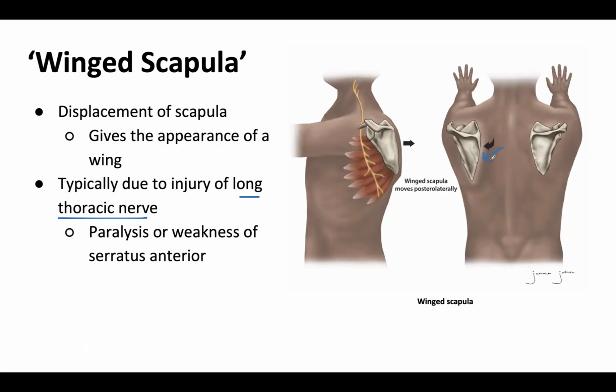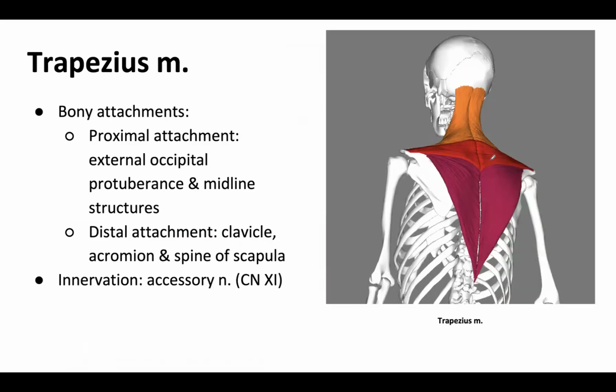Weakness of other muscles or the nerves that innervate them can cause slight variations to this wing scapula. One of those muscles is the trapezius. So why don't we talk about that one now? The trapezius is a very expansive muscle. It takes up most of the superficial and posterior neck, as well as the superior back.